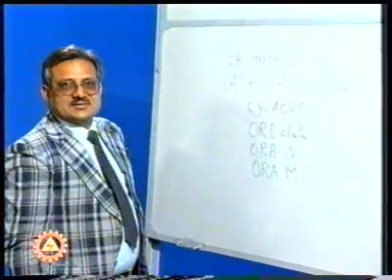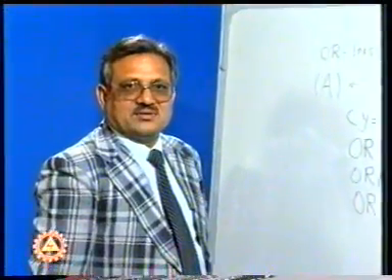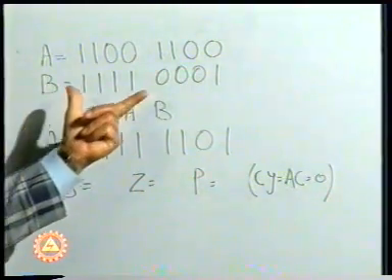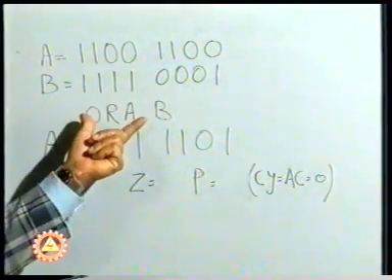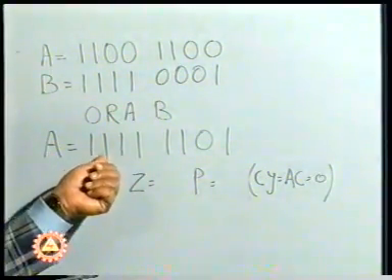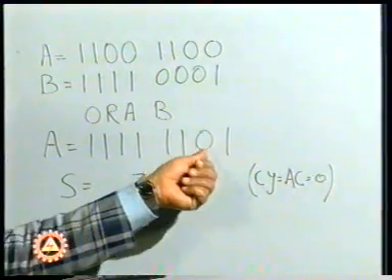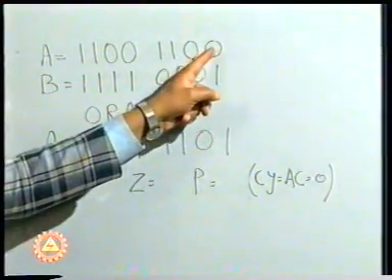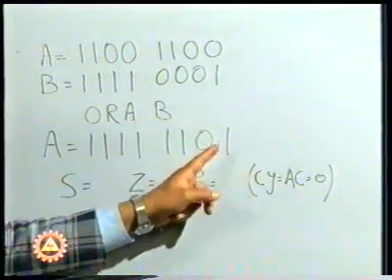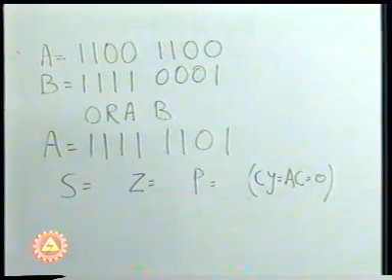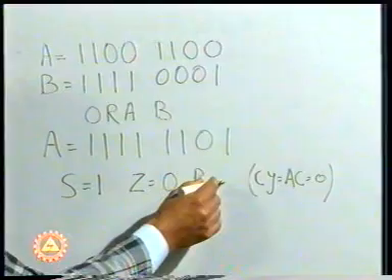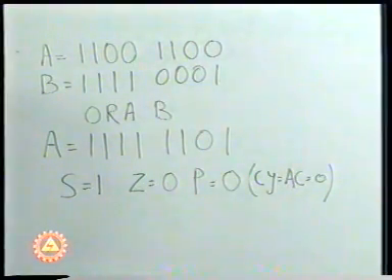Now let's discuss them through an example. Let the content of A and B be as given. On execution of ORA B instruction results in A being 1111 1101, that is, 0 OR 1 gives 1, and 0 OR 0 gives 0. In this way we obtain this. The status of the various flags is: sign flag is set, Z flag is 0, and parity is 0.